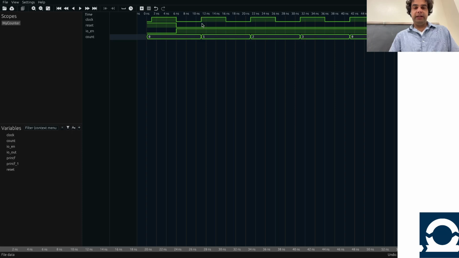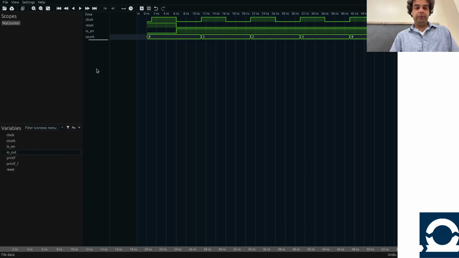When the next rising edge enables 1, we add 1, right? Next rising edge enables 1, we add 1, we get 2. Next rising edge enables 1, we get 3. And then guess what? The wraparound occurs and that happens. So those are the main values here.